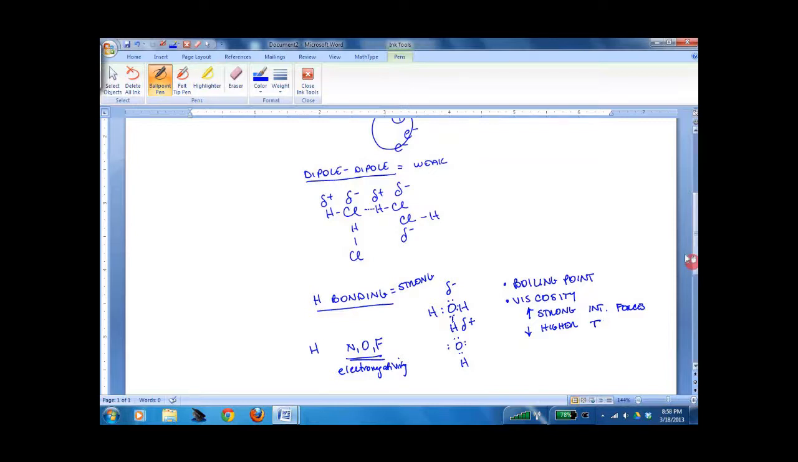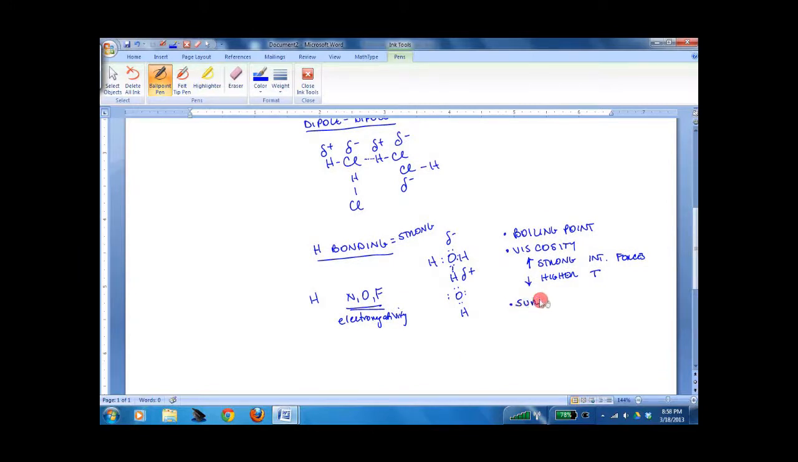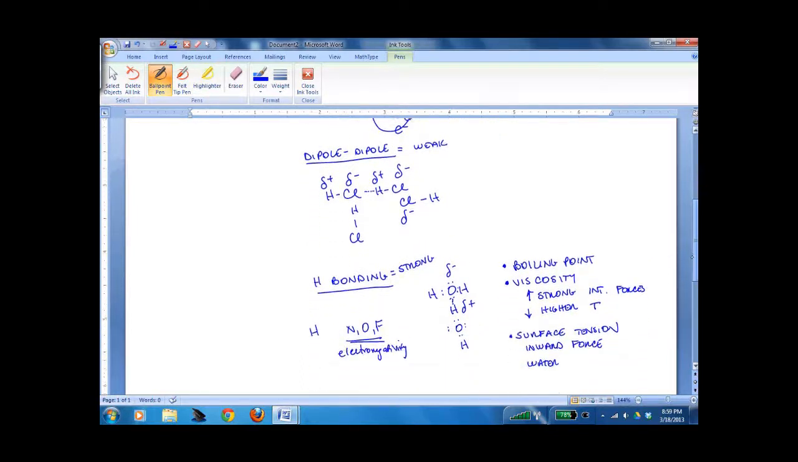Another important physical property is surface tension. And this is the result of the inward force that's experienced on the surface of a liquid. And especially we've talked about water, or we've talked about the example when a bug can walk across the water surface. So the accumulation of these weaker forces can add up and they can be significant.